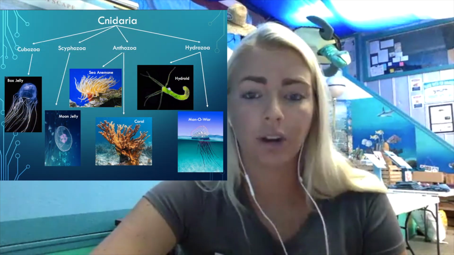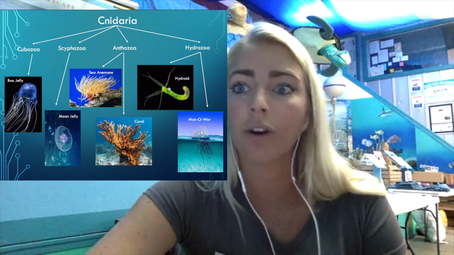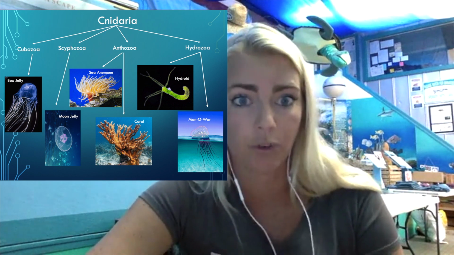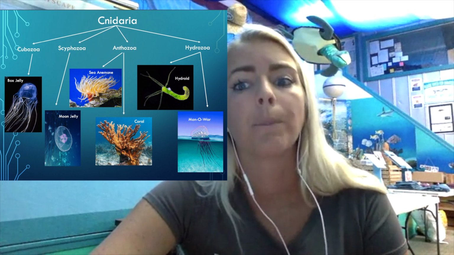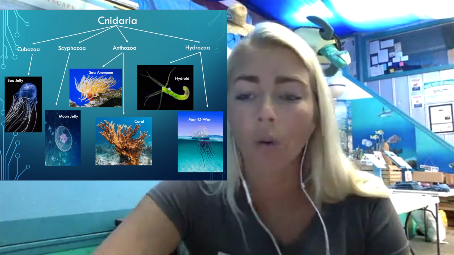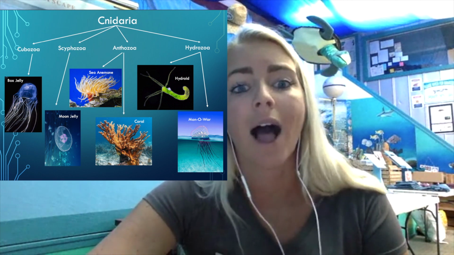So again, it is Greek for nettle. They are exclusively aquatic, so there are no organisms in the Cnidarian phylum that live on land. The other phyla that we learned about, we do have land animals in those. But in your Cnidarian phylum, they only live in the ocean. They all have some type of tentacle. They could be bigger, like your jellies and your sea anemones. They could be very small, like your corals. So they all have tentacles. It contains over 11,000 species of animals.